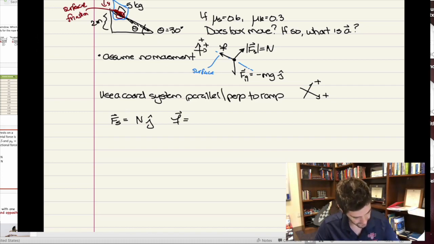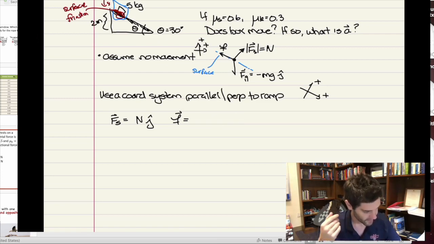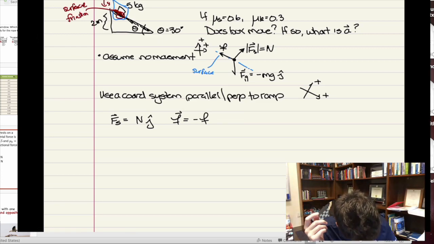The friction force points parallel to the ramp. What a great coordinate system. So it just points in the negative direction along the ramp and has no component perpendicular to the ramp. I reverted to the notation I prefer, but we're using i, j, k today.